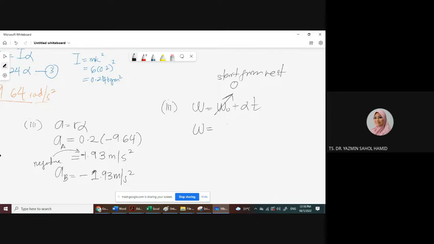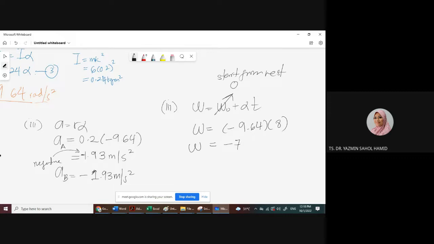So dia nak speed, so kita kena cari omega. Alpha kita dah dapat tadi. Alpha kita dapat apa alpha? Negatif 9.64. Time 8. So dapat berapa? Omega dapat apa? Negatif 77.12. Yalah, unit. 77.12 radian per second.